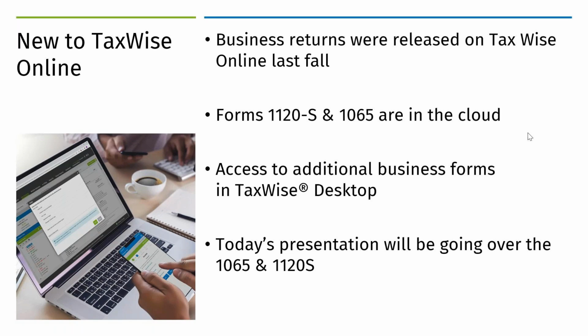If you're thinking about switching to TaxWise, any additional forms like the 706, 709, 5500, those are still going to be done in the desktop version. So I just want to go ahead and highlight that. But in today's presentation, we will be going over the 1065 and the 1120S.